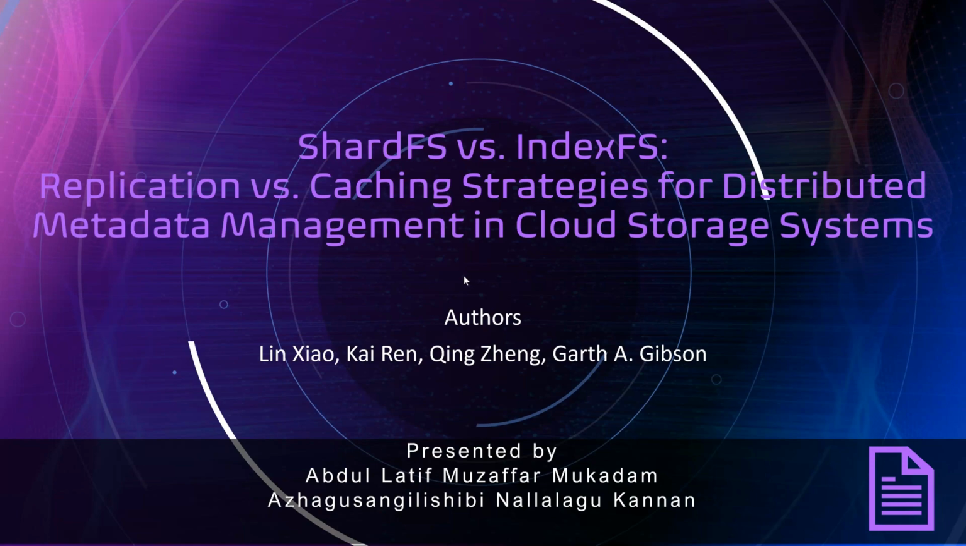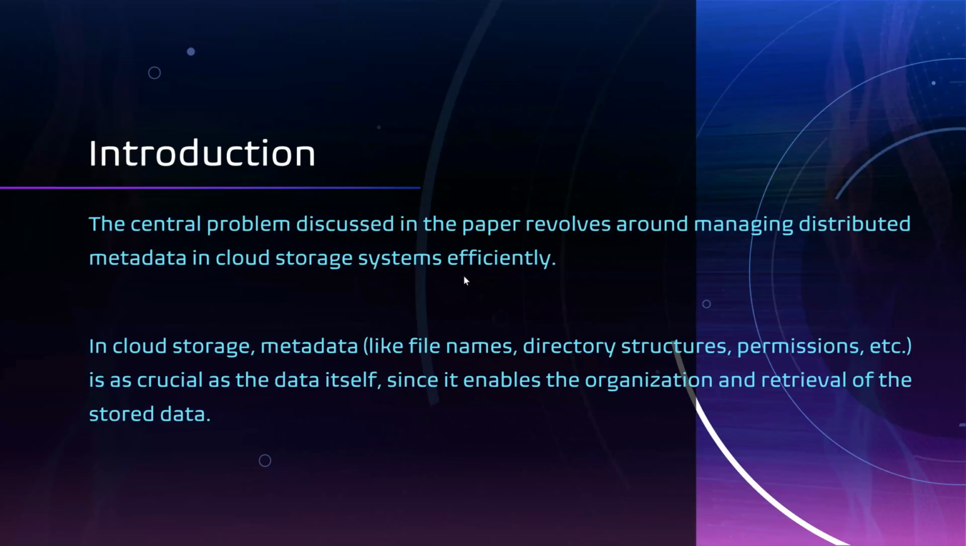Okay, we will go. So, introduction. In today's modern world, there is plenty of discussion about cloud storage, and we also learn more about cloud storage facilities. But the main important thing for cloud storage is the index for it, or the metadata. The central problem discussed in the paper revolves around managing distributed metadata in cloud storage systems efficiently. In cloud storage, metadata like file names, directory structures, permissions, etc. is as crucial as the data itself, since it enables the organization and retrieval of the stored data.